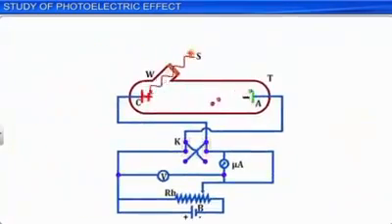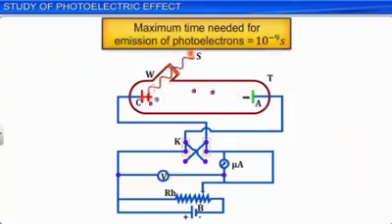Another fact regarding the photoelectric effect is that the maximum time needed for the photosensitive plate C to emit electrons is 10⁻⁹ seconds or even less.